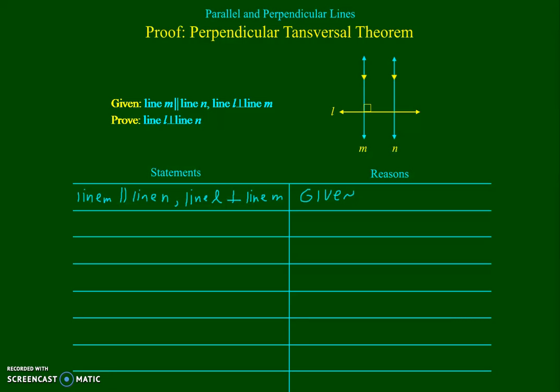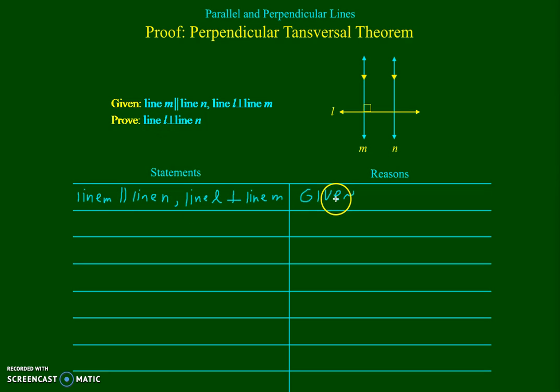This is part 7 of the series Parallel and Perpendicular Lines, and in the last part we began going through the proofs of the perpendicular lines theorems, and we're going to continue on with that idea with the proof of the perpendicular transversal theorem. So here we have two lines that are parallel, and one of those lines is perpendicular to a transversal. We need to prove that the other line, line N, is perpendicular to line L.